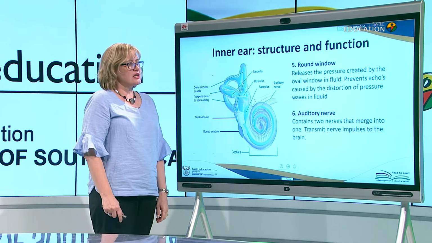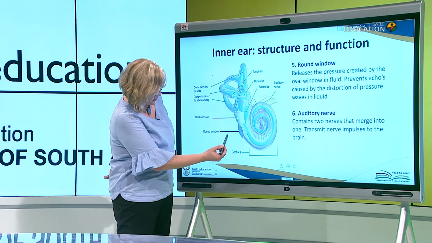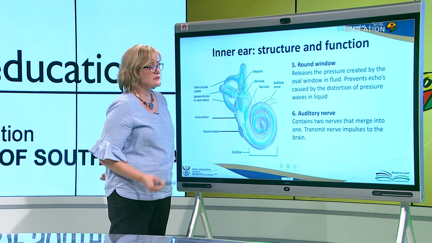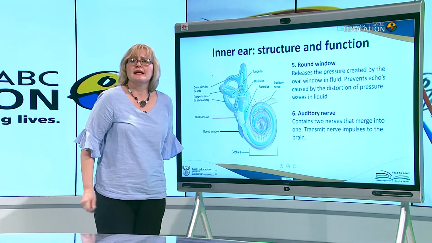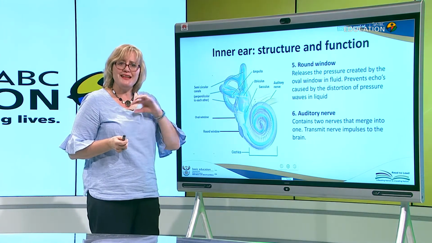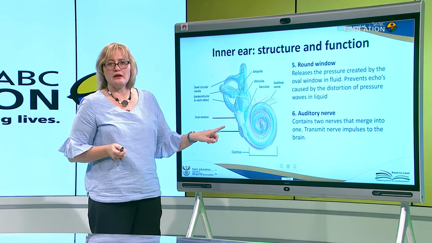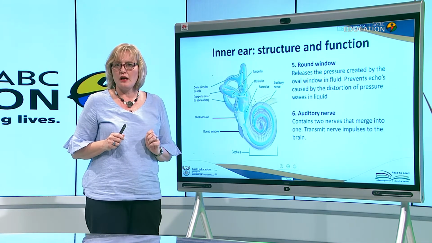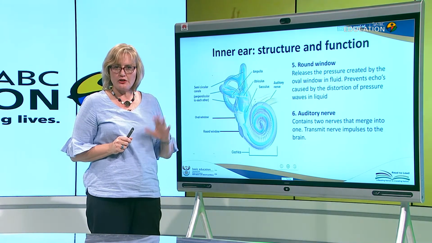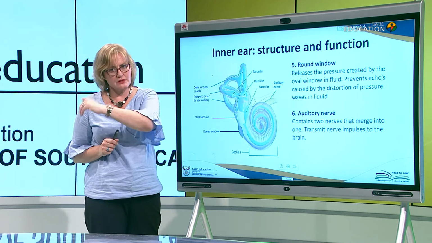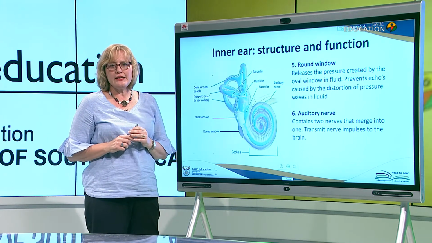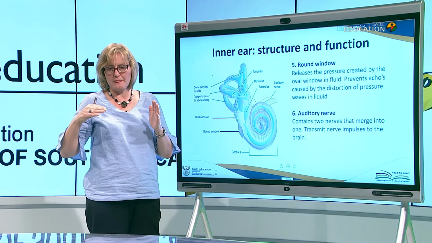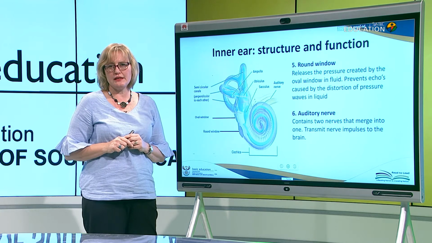The fifth structure we find is the round window. That's a little one here. Just below the oval window, there's a little round window there. Now, what the round window does is it releases the pressure in the liquid of the cochlea. Think of the following scenario. There's liquid within the cochlea. So the oval window is causing waves within this cochlea. And if those waves are allowed to reflect again, it will distort the other waves in the liquid.